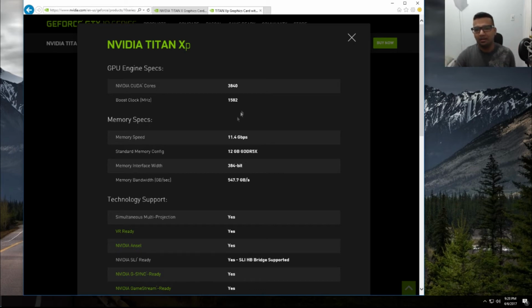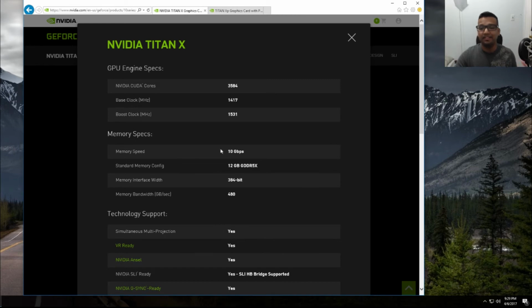1440, 1450. And then memory speed, as you guys can see, the memory speed right now with the new Titan XP is around 11.4 gigabit per second. Now mind you, the older Titan X, the memory speed is around 10 gigabit per second. So the memory speed will play a big role. If you are using this card for gaming and stuff, you will definitely see a pretty good performance difference.